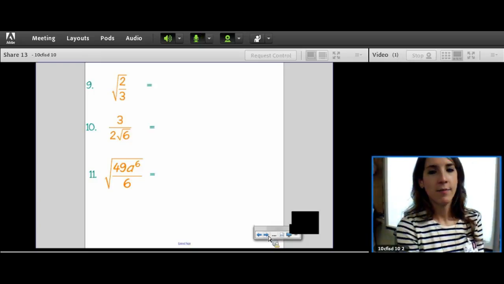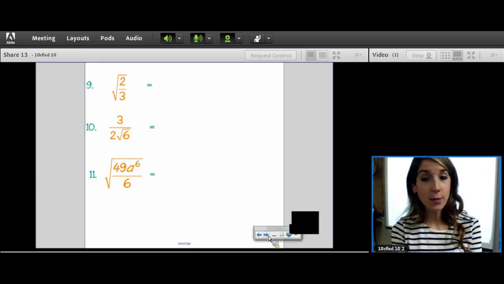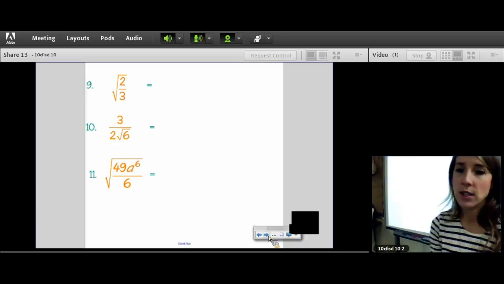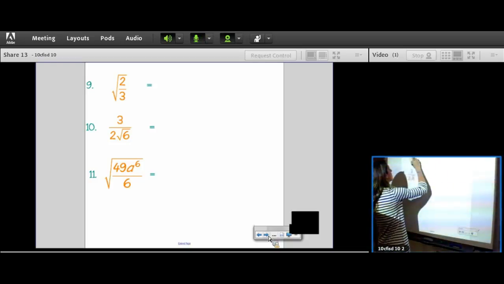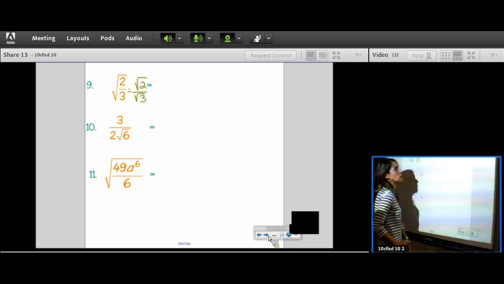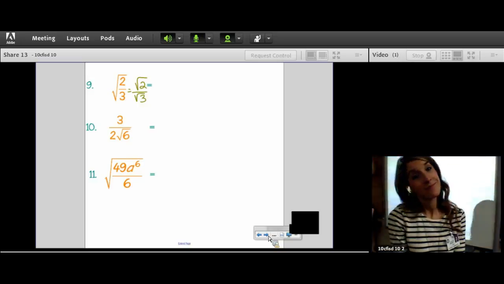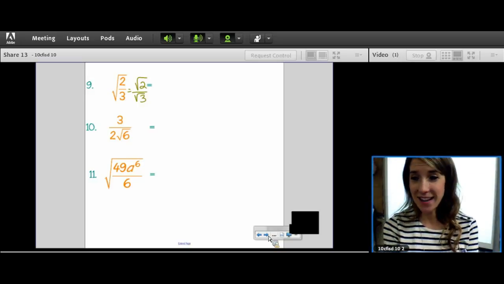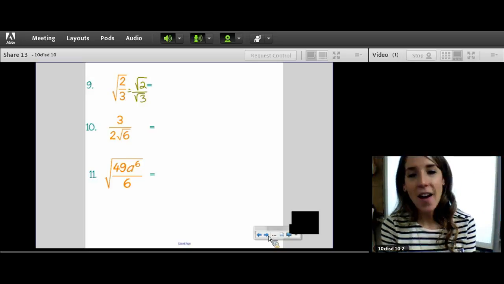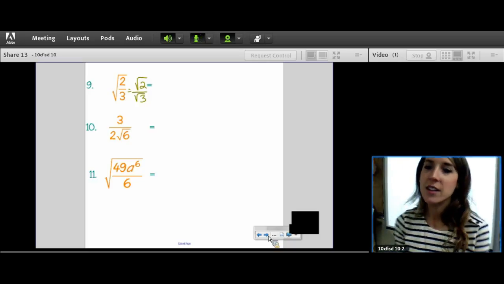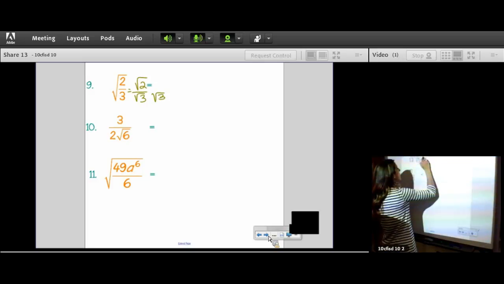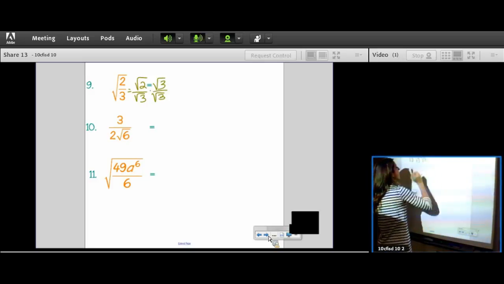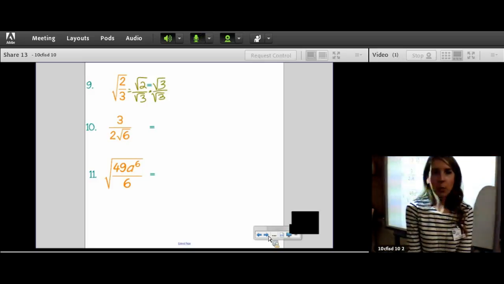Ooh, number 9. Not allowed to have fractions as a radicand. So what we're going to do in number 9 first is we're going to separate these guys. Totally legal. Totally allowed. There's no fractions in my radicand anymore. Oh, no. Now I have a radical in the denominator. So, how do I battle that? With a really, really fancy number 1. A really fancy 1.